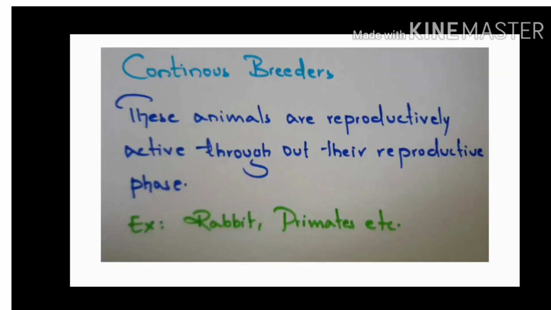As compared to the seasonal breeders, the continuous breeders are reproductively active throughout their reproductive phase. It means there is no necessity of any season. They can reproduce throughout the year. For example, rabbit and primates. We human beings also come under primates.